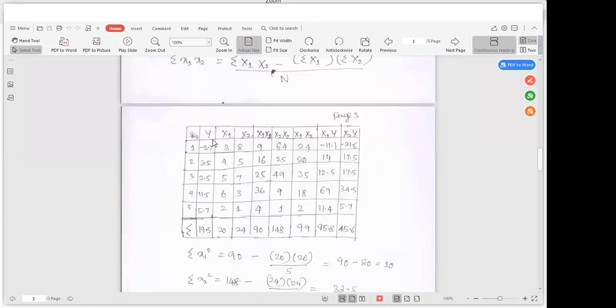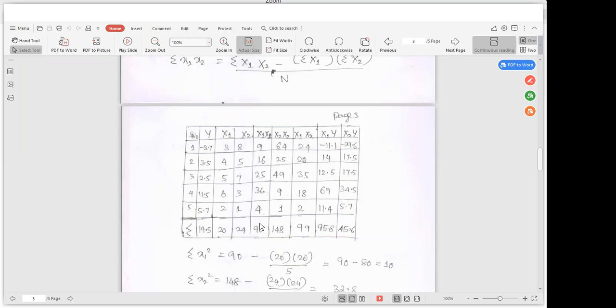So I'm taking the summation of all these values. That will be 19.5. Now the summation of x1: I'll be taking 3 plus 4 plus 5 plus 6 plus 2, and you'll be getting 20. Similarly, we are taking the summation of x2.